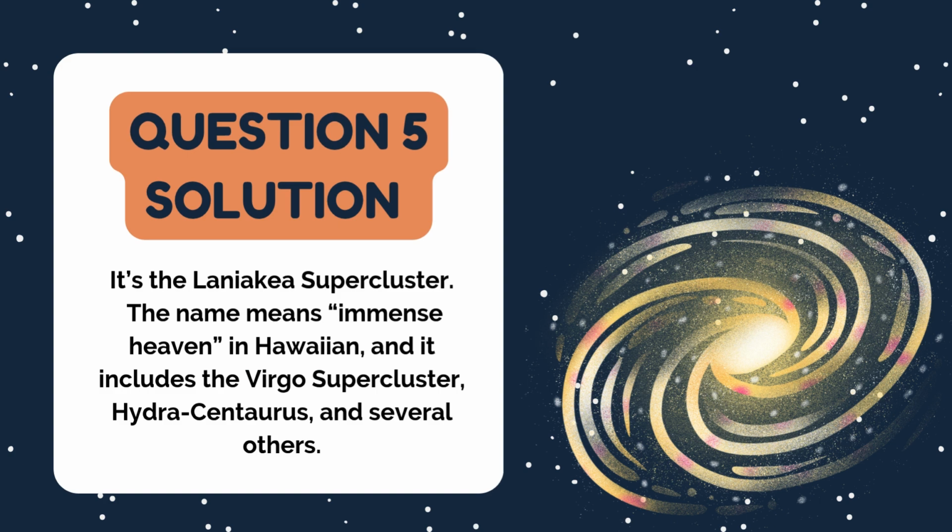If you answered Laniakea supercluster, you're on the right track. Good job! The name Laniakea means immense heaven in Hawaiian, and it includes the Virgo supercluster, Hydra-Centaurus, and several others. This structure contains over 100,000 galaxies, including our very own Milky Way, and redefines the boundaries of our local cosmic neighborhood.